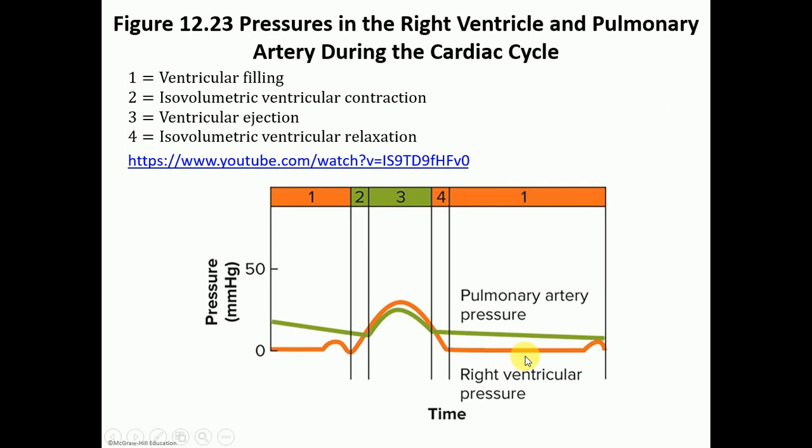The ventricular filling portion, which now we'll open up the AV valves, and blood is going to start entering into the right ventricle, and then the atrial contraction happens and fills it up again even more. So see here that little bump that represents atrial contraction filling up the right ventricle.